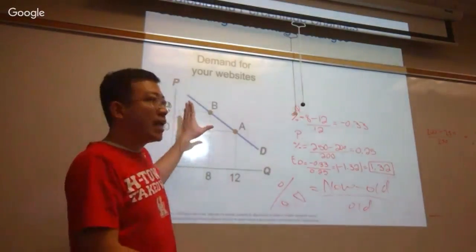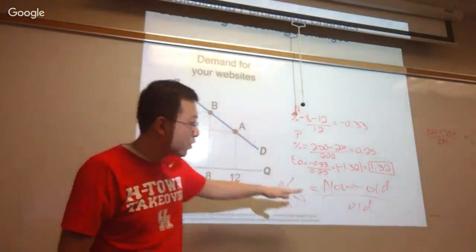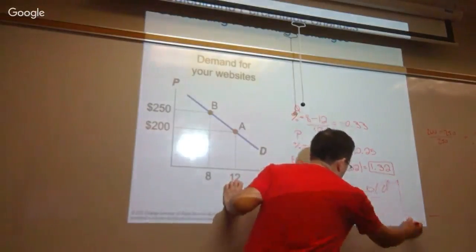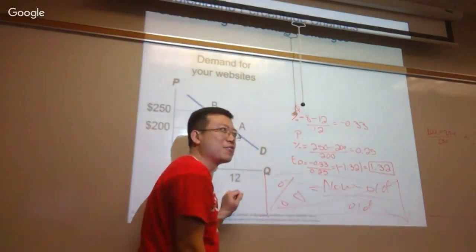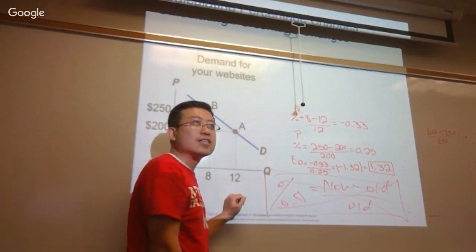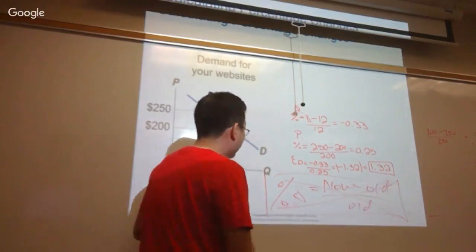When you're doing elasticity for chapter 5, and this goes for your quiz and your test, for this formula, new minus old divided by old, do not use this. It's the wrong formula. Okay. Everything you just did is wrong. Now let me teach you the right formula for it.